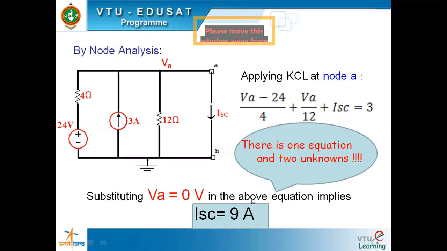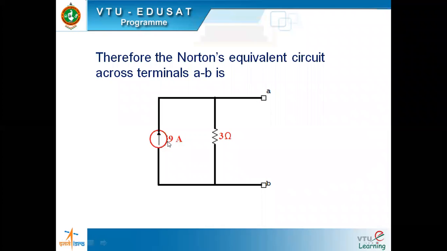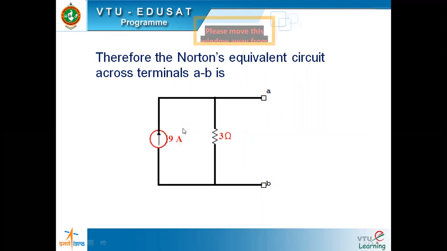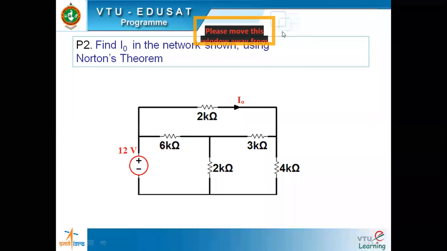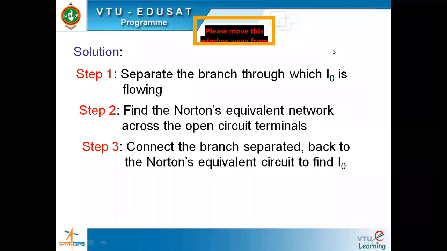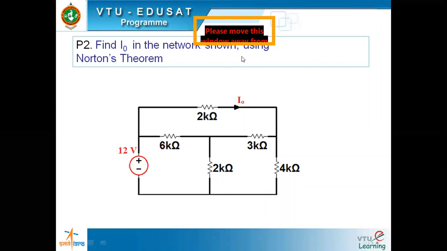Since we have found the Norton's resistance and Norton's current, we can write the Norton's equivalent circuit as this: 9 amperes and 3 ohms. Is that okay with you, everybody? Fine. Let's move on to the next problem. What is being asked? See there, everybody. Find I naught in the network shown using Norton's theorem.